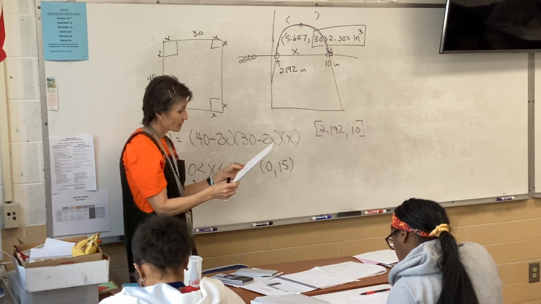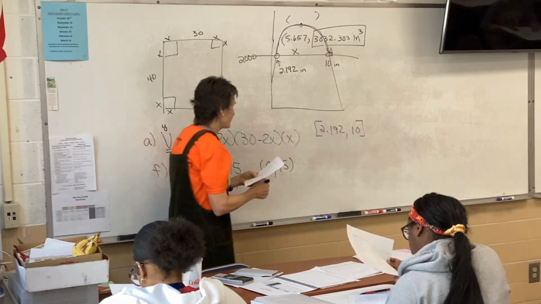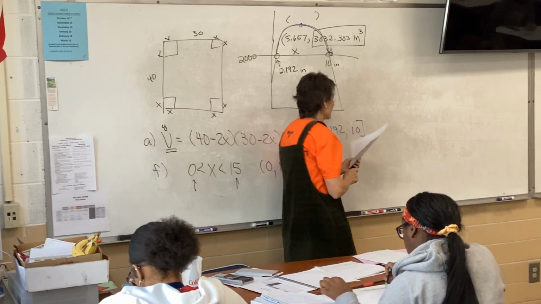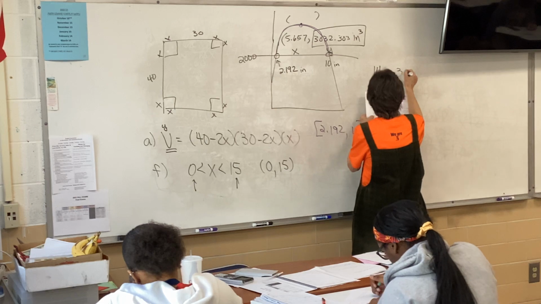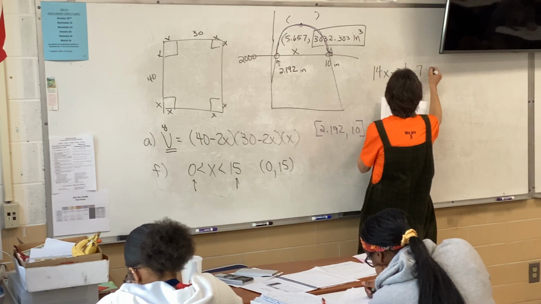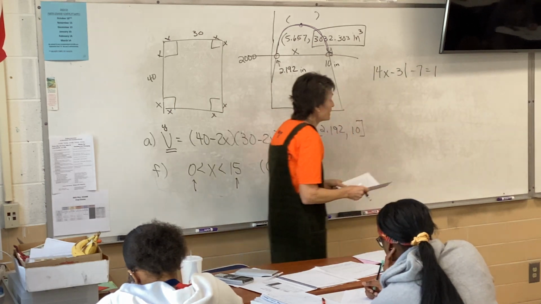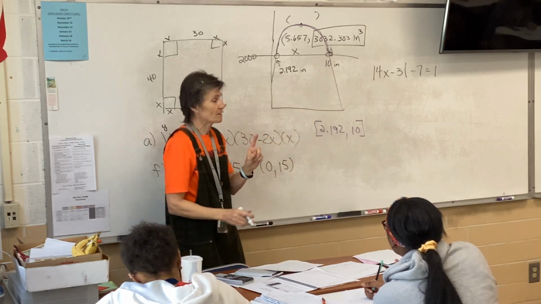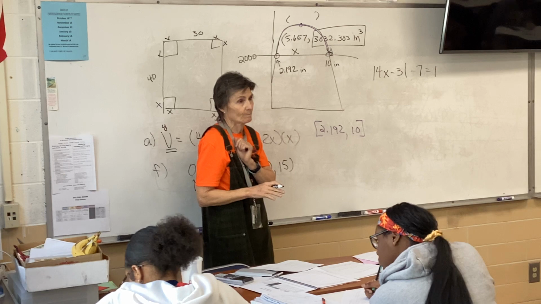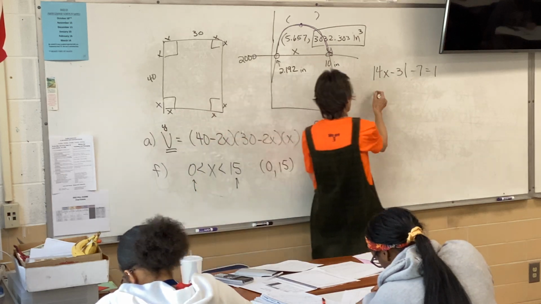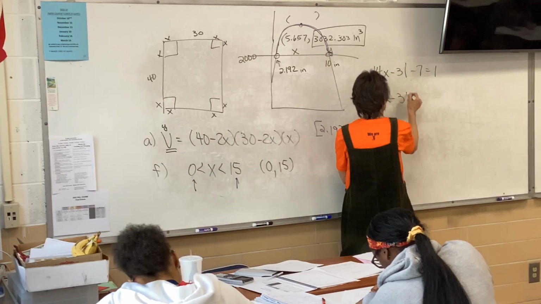Number 11, solve. It looks like a little absolute value there, it's kind of hard to read. Okay, what are you going to do first? Now, there are different ways to solve this, but no matter how you solve it, you have to do something first. What are you going to do? Add the 7. You have to get that absolute value by itself.